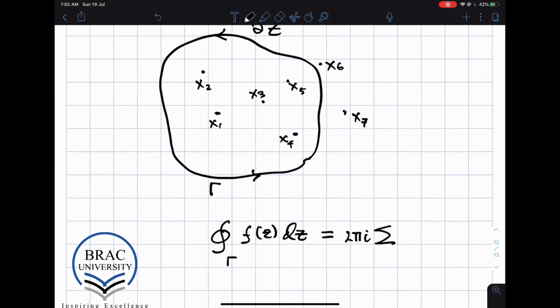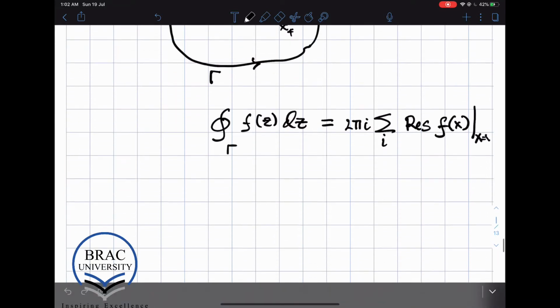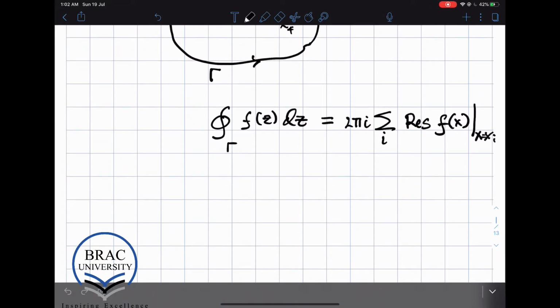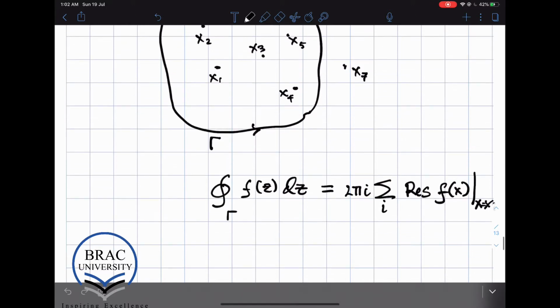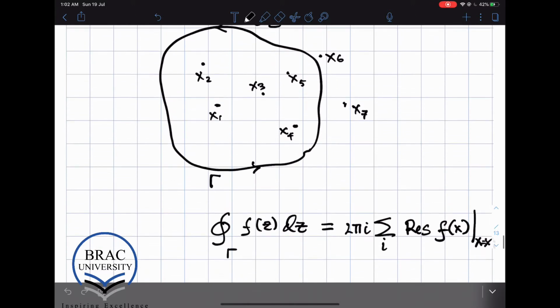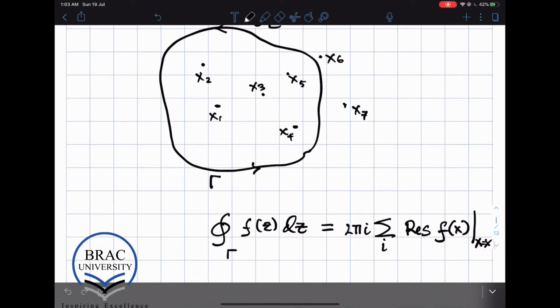of the function at the points z equals z_i, where we are only summing over those singular points z_i which are contained inside this contour. So we are not looking at the residues of this function at this point or this point.